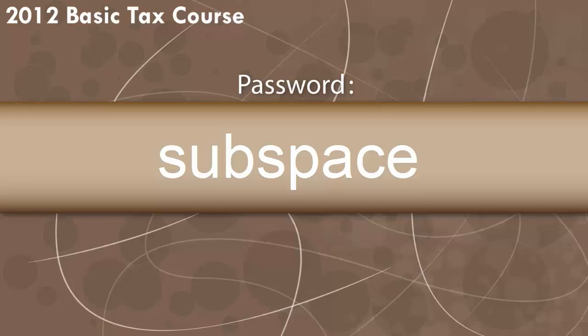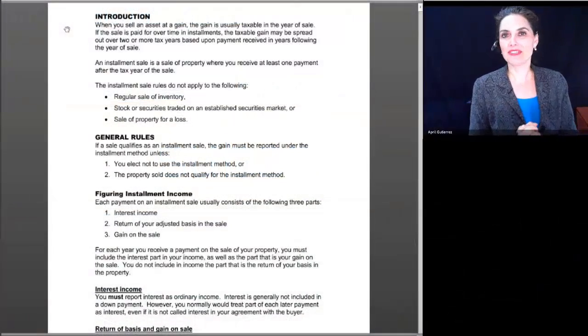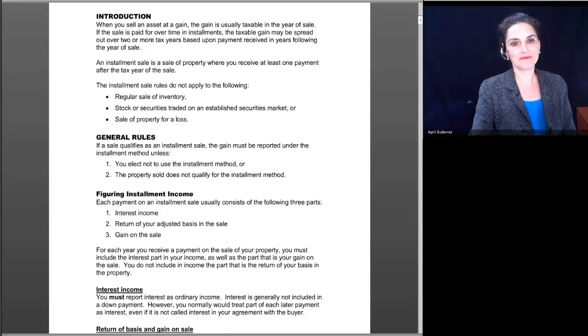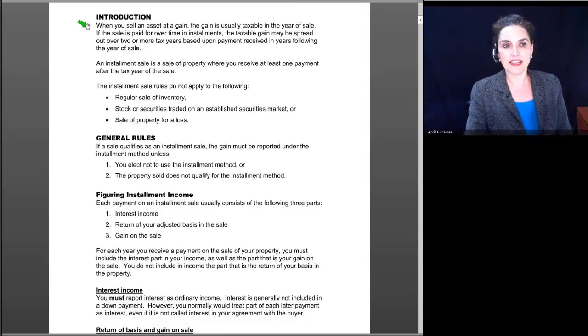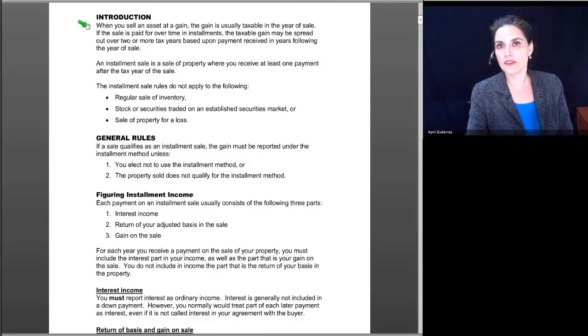Subspace, S-U-B-S-P-A-C-E, subspace. All right, everyone, we are going to be talking about installment sales. As an introduction, when you sell an asset at a gain, the gain is usually taxable in the year of the sale. But if the sale price is paid for over time in installments, then the taxable gain can be spread over 2 or more years based upon the payment received in years following the year of sale.